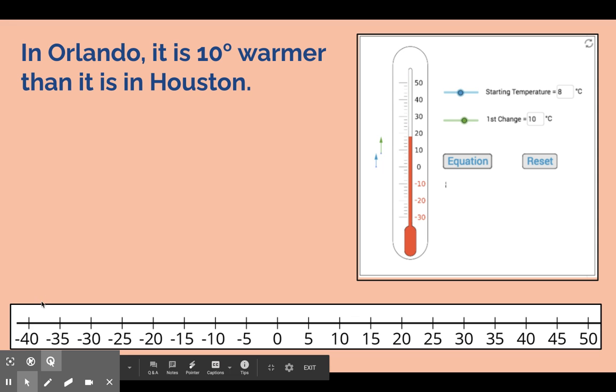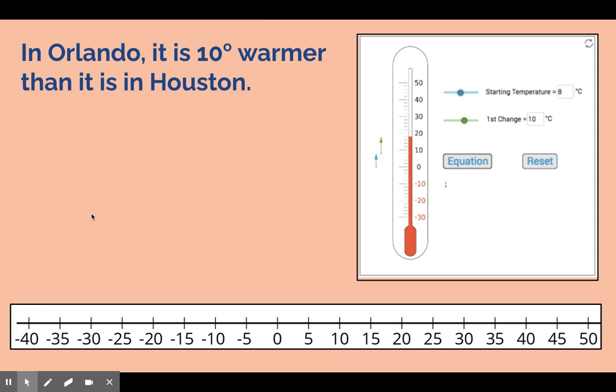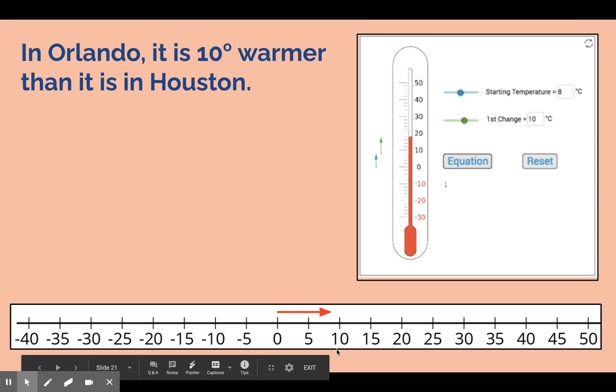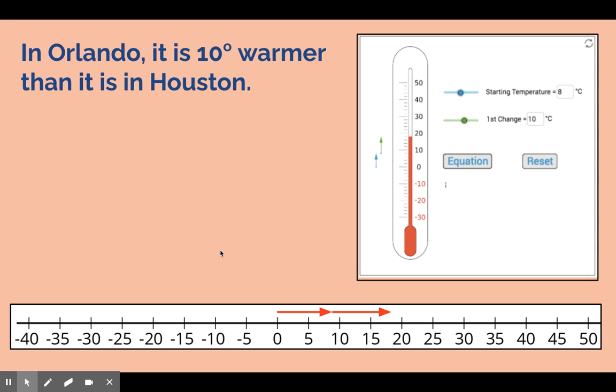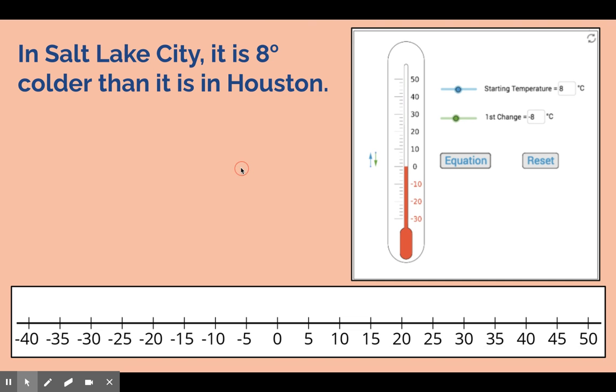Hopefully, you realize that the answer is Orlando is 18 degrees Celsius. So, again, I'm starting on my number line with my initial being 8, and then I'm adding 10. So that takes me to 18 because 8 plus 10 is equal to 18. Okay, let's look at our next example.